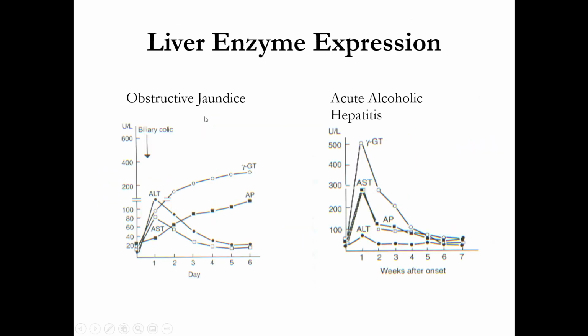And this shows obstructive jaundice versus acute alcoholic hepatitis and some of the markers. For this graph, you don't need to know the details about it. This is just something kind of interesting to look at. And you can see graphs of different levels of these. These are in days, these are in weeks. So you can take a look at this chart.